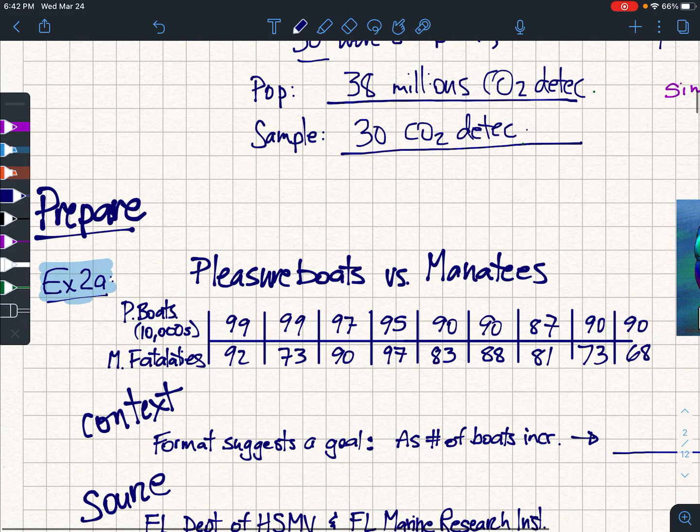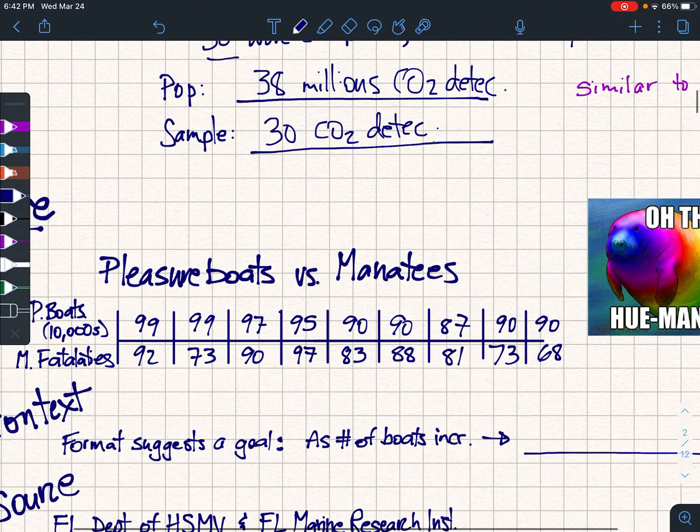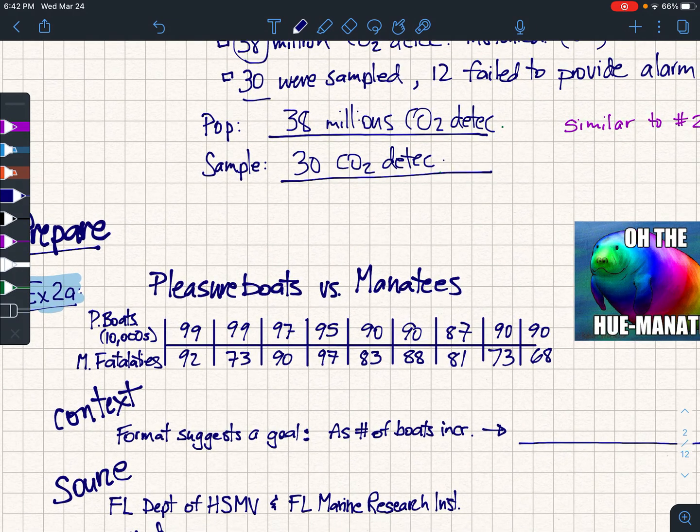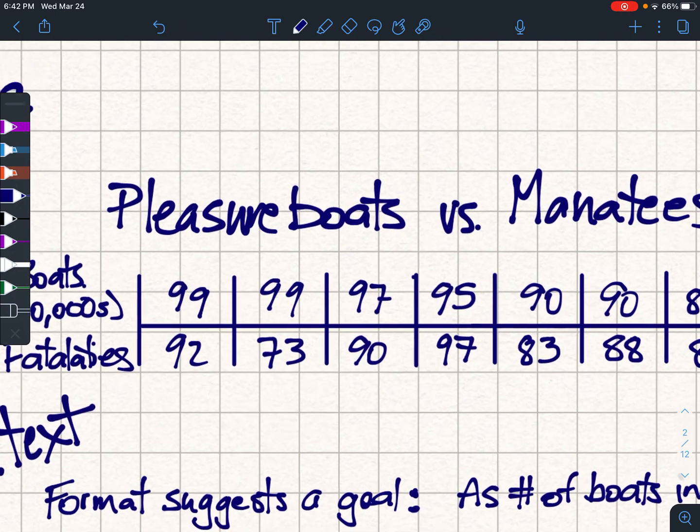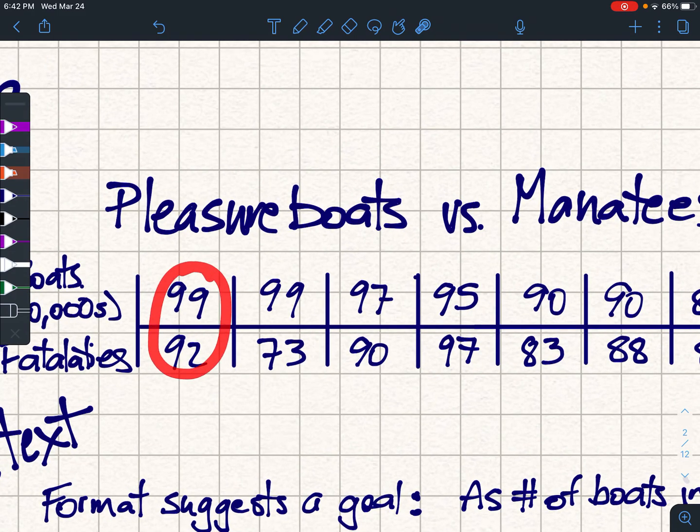All right, so let's look at this preparation portion of our role as statisticians. Here we have a data table, and it's horizontal in nature, and it is about manatees. And we've got pleasure boats. That's what the P boat stands for. Our first column, and our second column is manatee fatalities, which means deaths, sadly. All right? So we can look at our first year here of 99,000 pleasure boats, and there were 92 fatalities. The second year after that, there were 99,000 boats and 73.